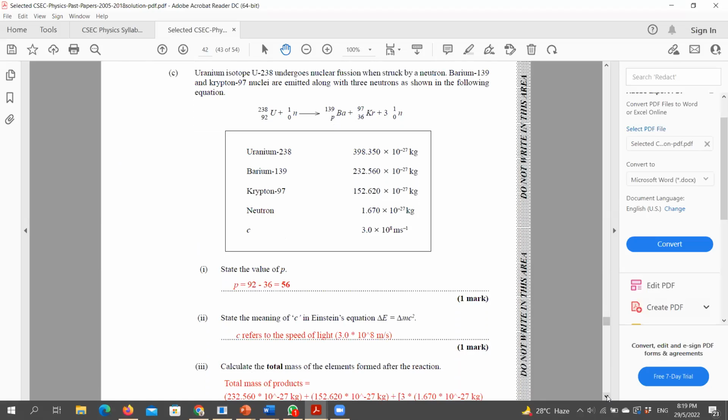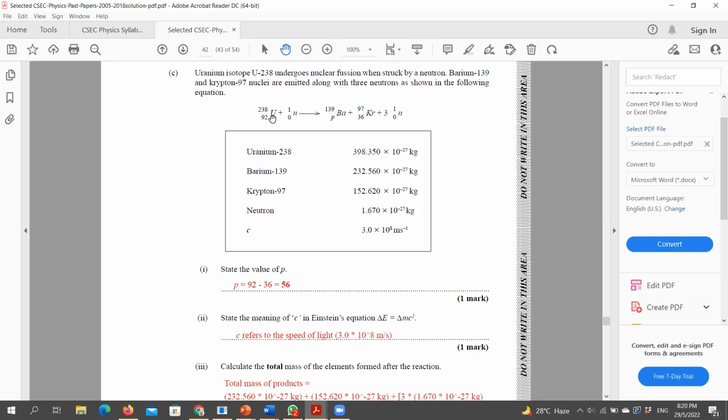Right. In this question, we have a nuclear reaction where uranium-238 is bombarded by a neutron to produce barium and krypton. And also, 3 neutrons are released. Right. State the value of P. So P here would be the charge on the barium nucleus. And we know that charge is conserved in the reaction.